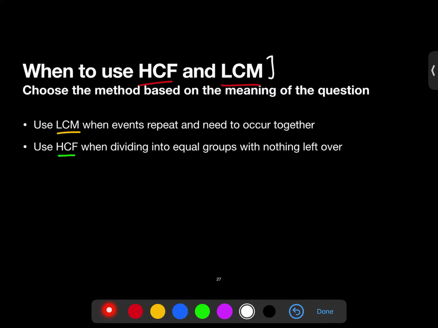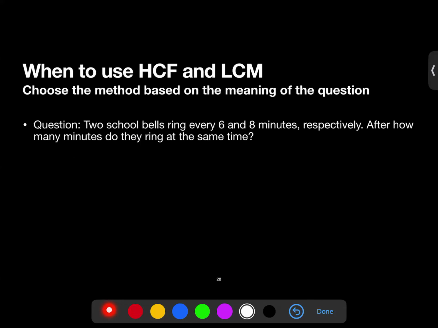So let's see one example. Two school bells ring every 6 and 8 minutes. After how many minutes do they ring at the same time? So do we need to use LCM or HCF? Think about it carefully one more time.